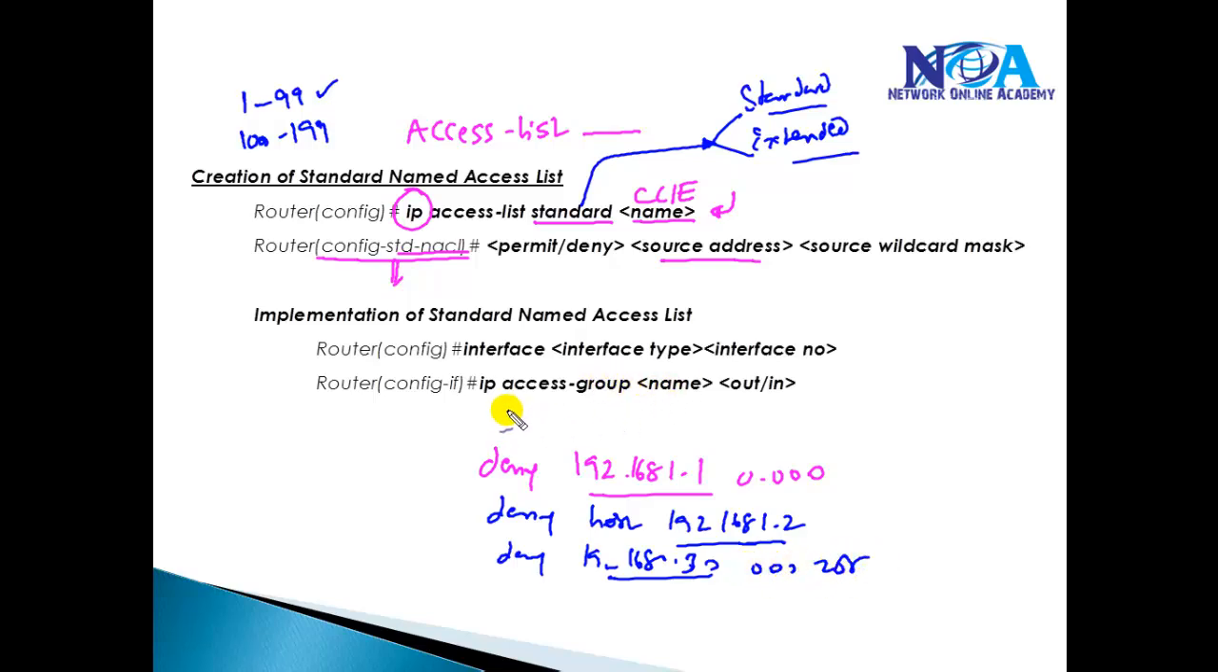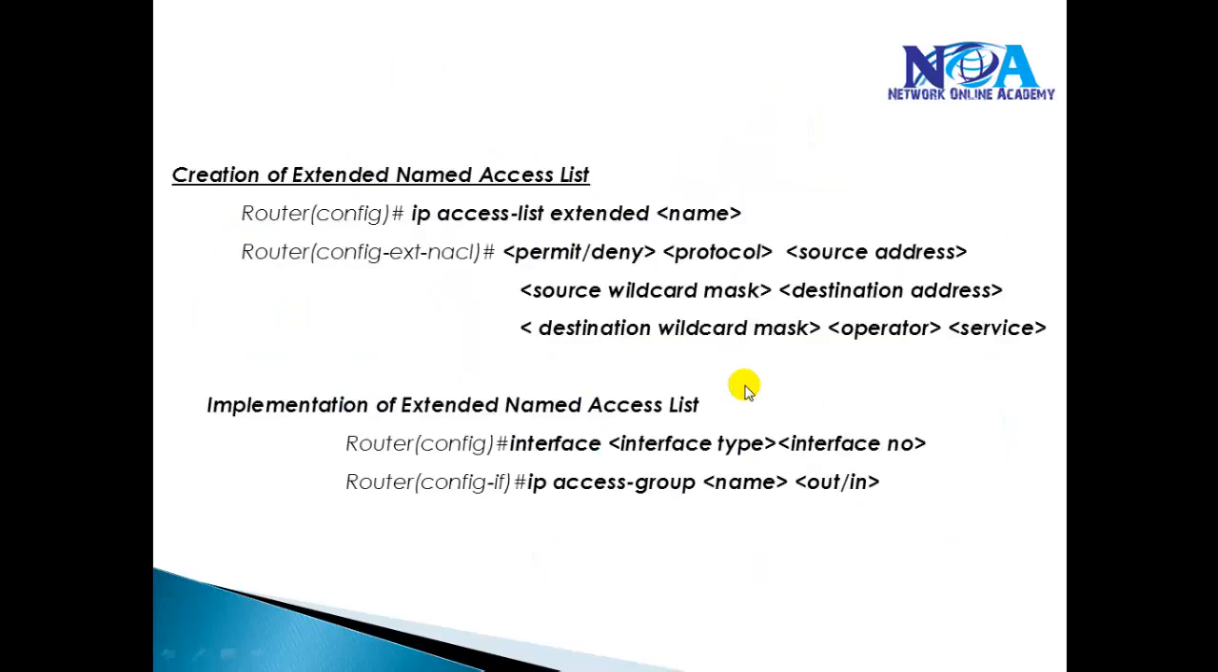Now after that, when we apply the same command under the interface, we need to say ip access-group. Instead of referring with a number, we need to say the name and in or out. Now in case of extended ACL also, the syntax will be the same. The command starts with ip access-list extended and name.